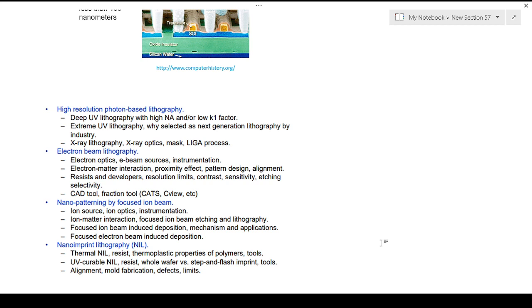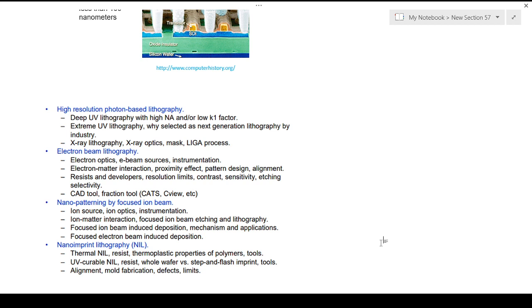By utilizing electron optics, the electron beam source and instrumentation will be used, where we are dealing with the electron matter interaction, and of course the proximity, and we will design the different types of patterns there. And of course there is nano patterning by focused ion beams. It demands an ion source and ion optics instrumentation, and we will be dealing with the ion matter interaction, which will be etching out the given material and creating the pattern that we demand. Okay, so all these processes we can control and do on our demands.